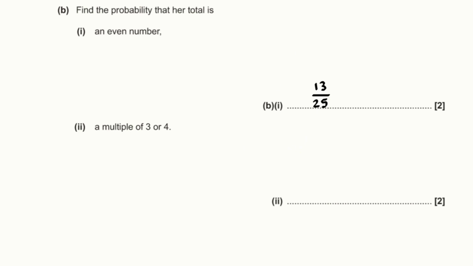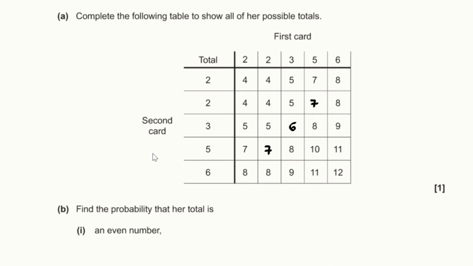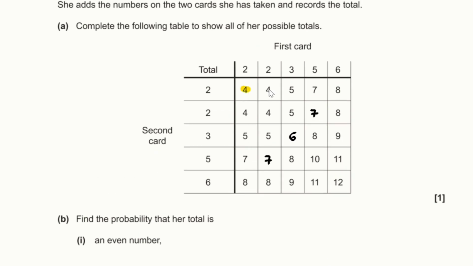Next, we are looking for the probability that the total is a multiple of 3 or 4. Well, 4 is a multiple of 3 or 4. So is 8.